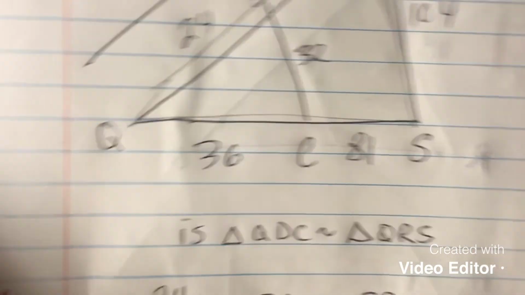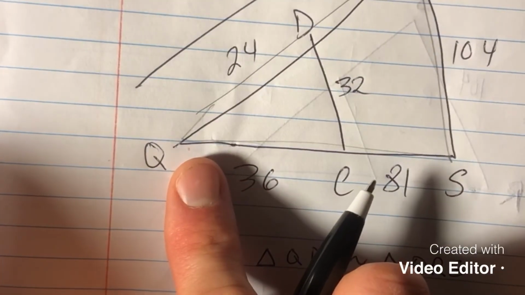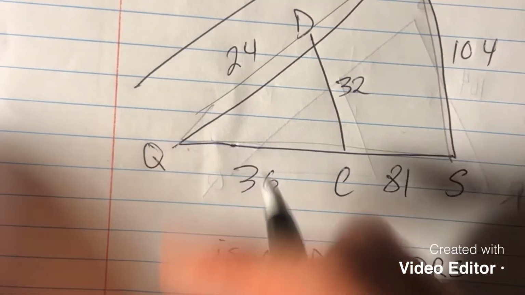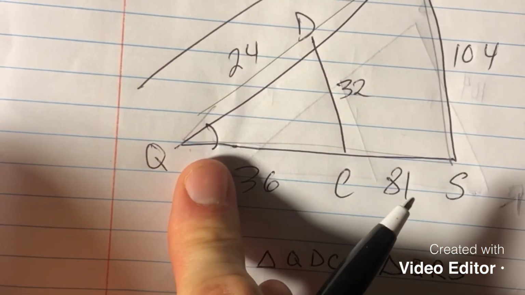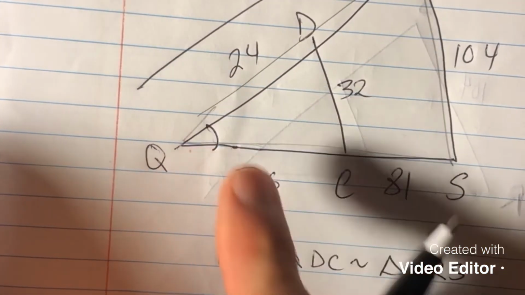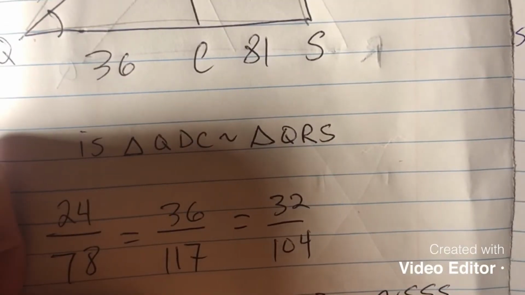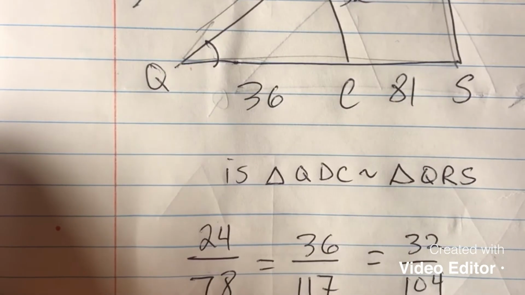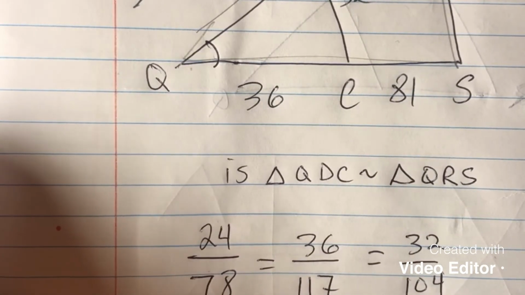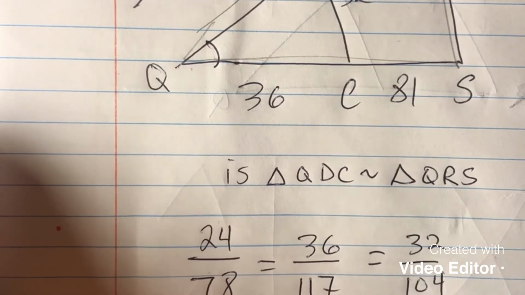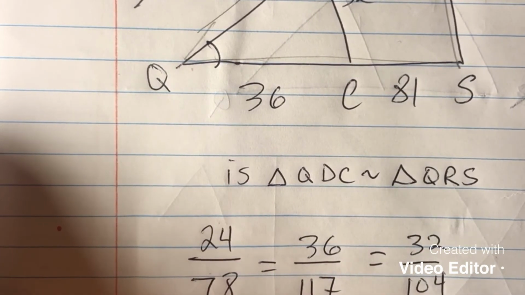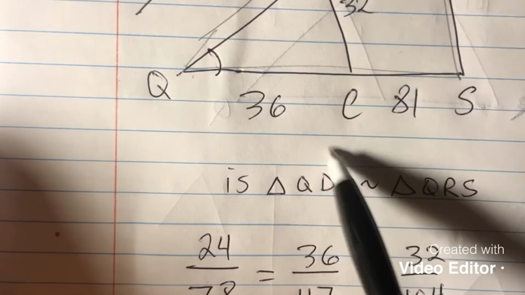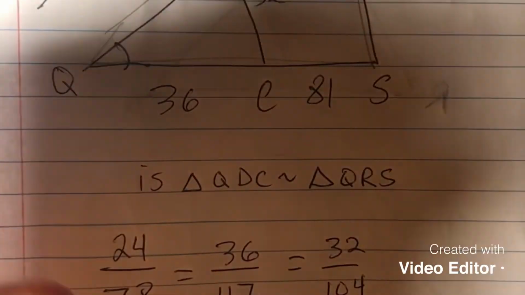Now, if you think about it, they both share the vertex Q. So Q is going to be congruent for both triangles. So really, you can do side, angle, side with just the 24 over 78 and 36 over 117, and you wouldn't need this other side right here. Okay, all right.